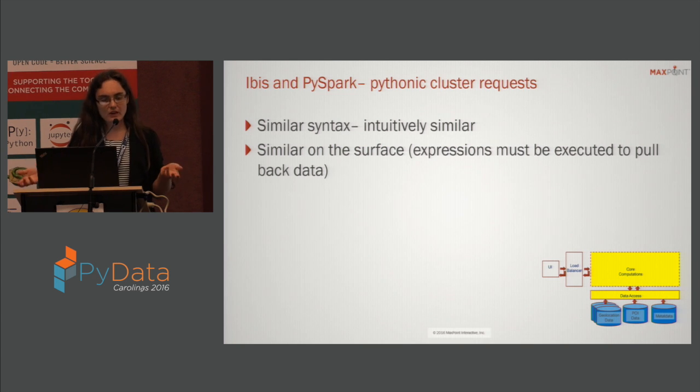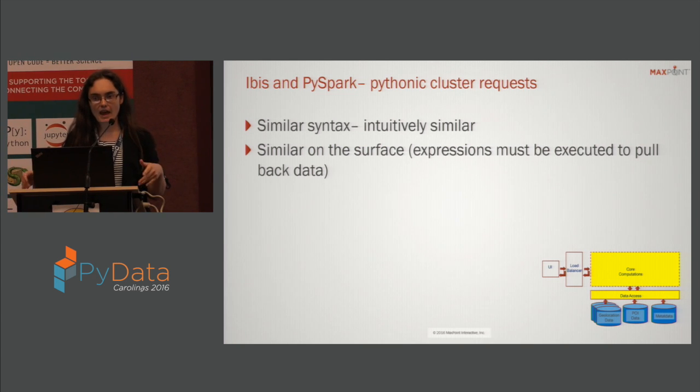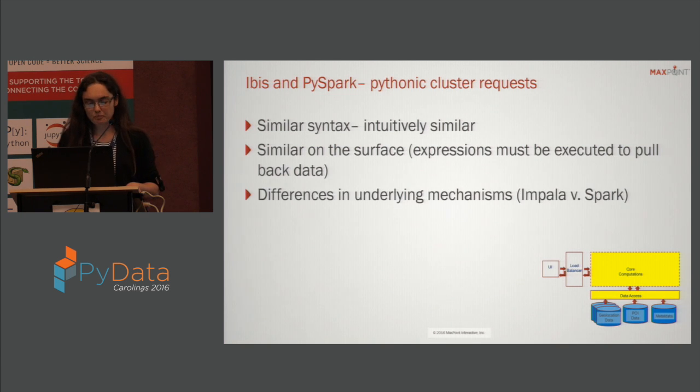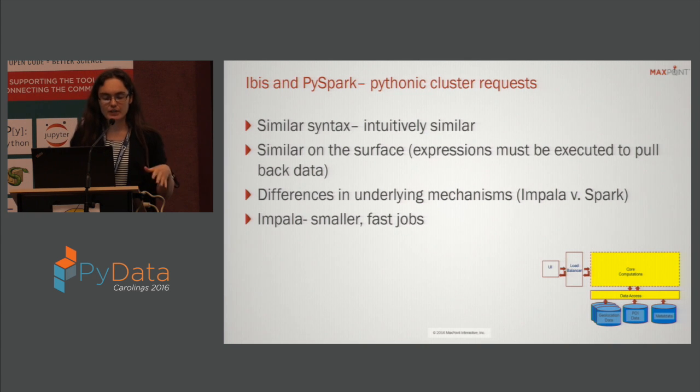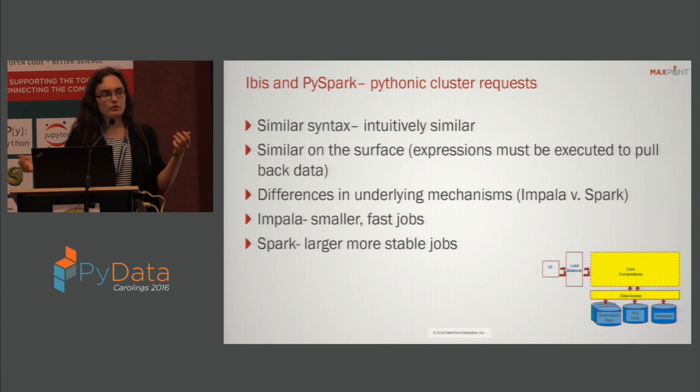On the surface, their expressions are similar, so you write out an expression. It has to be executed to pull back the data and to actually run the computations. There's differences in the underlying mechanisms, of course. Ibis is accessing through Impala. PySpark goes through Spark. And again, there are differences in strengths and weaknesses of Impala and Spark. Impala you would want to use for small, quick jobs, and Spark for larger, more stable jobs. So Spark is ultimately for the amount of data we have and the amount of computations we want to do on it the way that we're going.